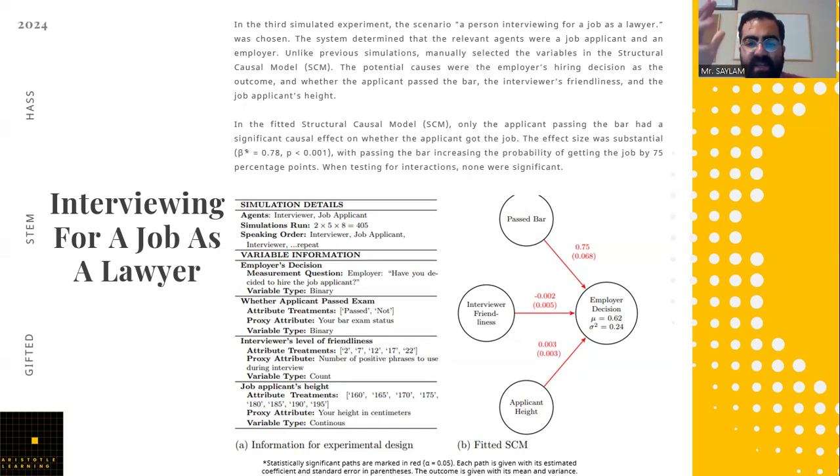In the fitted structural causal model, only the applicant passing the bar had a significant causal effect on whether the applicant got the job. The effect size was substantial, with passing the bar increasing the probability of getting the job by 75 percentage points. When testing for interactions, none were significant.